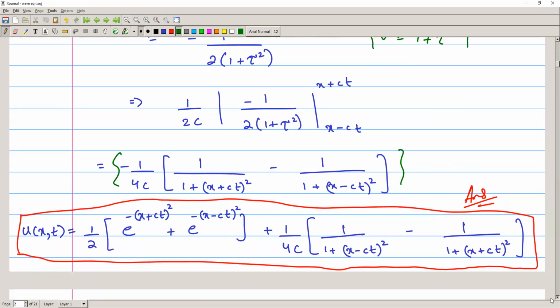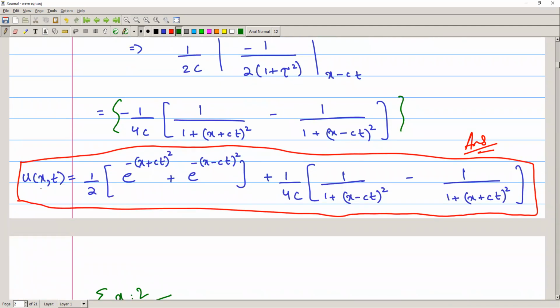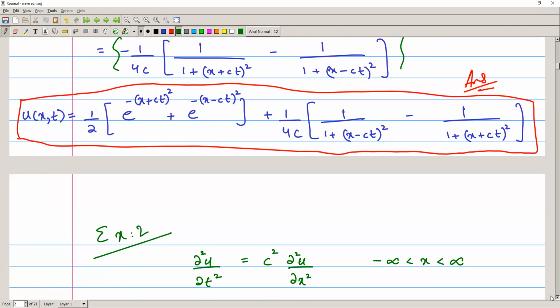Now, the solution to this problem will be 1/2 times [e^(−(x + ct)²) + e^(−(x − ct)²)] plus 1/(4c) times this whole function. So in this way, we can solve the initial value problems by using the D'Alembert method for an infinite string. Let's take another example.